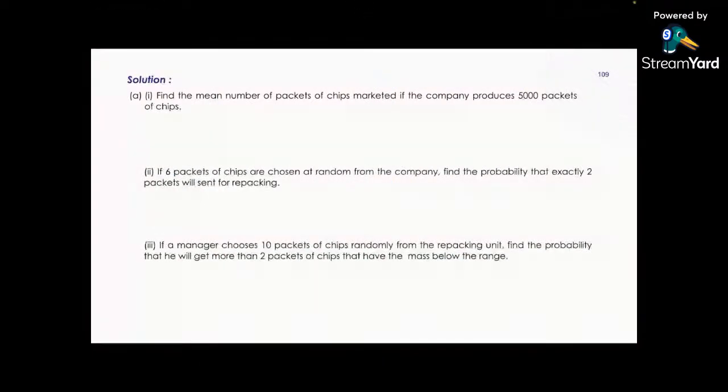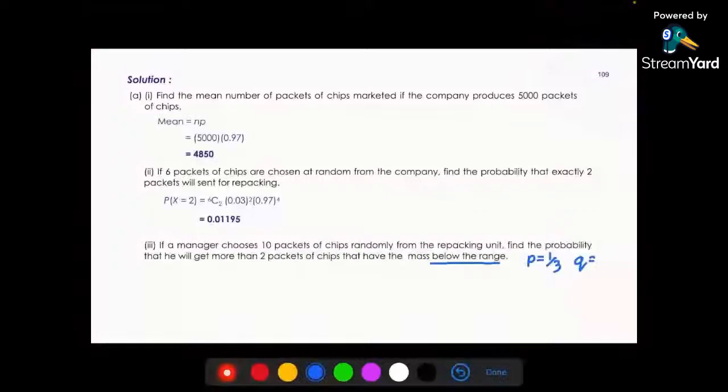If the manager chooses 10, okay, we have to find the probability that he will get more than 2 packets of chips that have mass below the range. So kalau below the range maksudnya ada 1. So p will be 1 over 3, q will be 2 over 3. Okay, so kena tahu yang itu je sebenarnya. N dah tahu kan, 10.